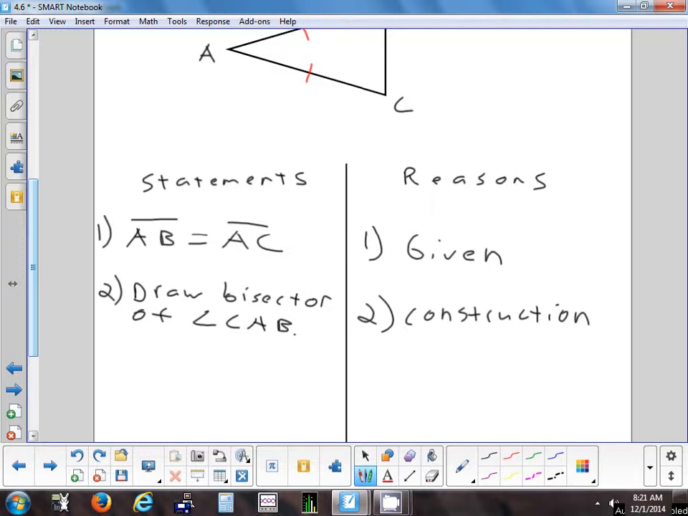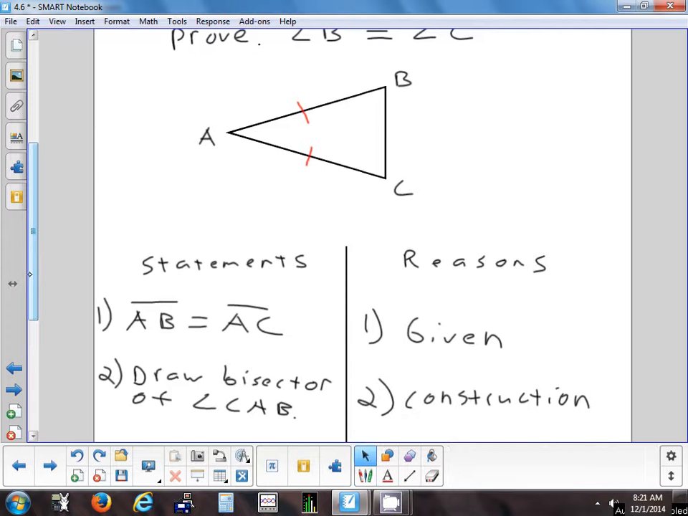Okay, I think these kinds of proofs, they're the hardest ones. When you have to draw something that's not there, sometimes it's a little tricky to know to do that. But it really is the only way to do it. So let's draw that in. Draw in your angle bisector, just like that.